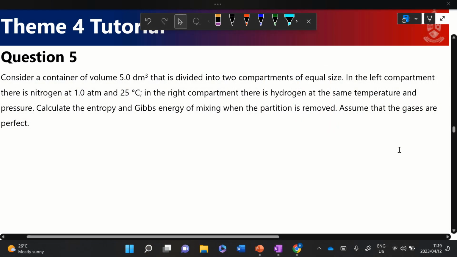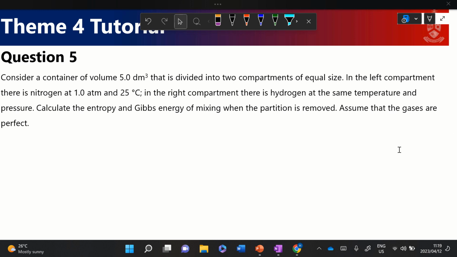Okay, so let's look at question 5. Here we're given that we need to consider a container of volume divided into two compartments of equal size. So in other words, the total volume of the container is 5 cubic decimeter. And then there's nitrogen at 1 atmosphere and 25 degrees Celsius in the right compartment. There is hydrogen at the same temperature and pressure. It's an important point. And then calculate the entropy and Gibbs energy of mixing when the partition is removed. Assume the gases are perfect.